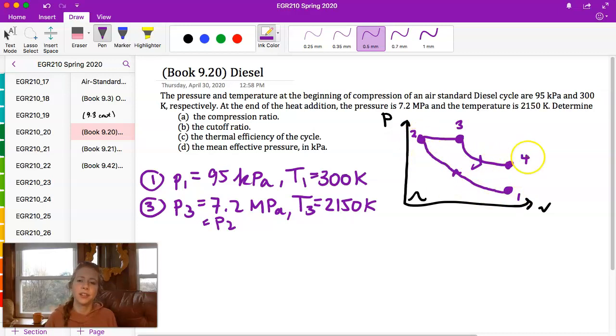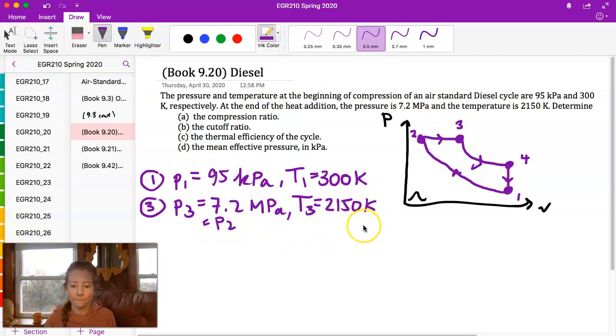These should be much nicer looking curves here. It's kind of hard to draw on this. And then we're going to have constant volume from 4 to 1. Okay, so remember, different from our Otto cycle, we also have a constant pressure process in here.